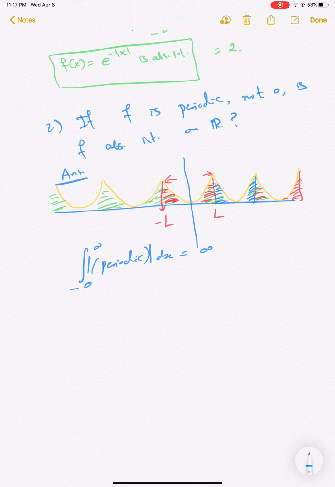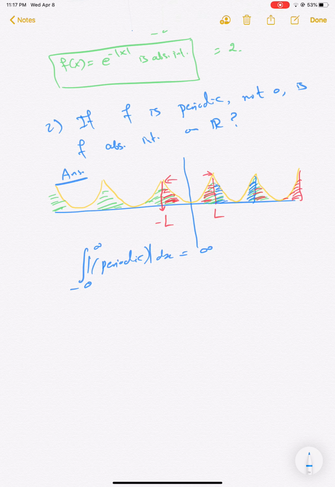If you take any periodic function and you compute the integral from negative infinity to infinity of the absolute value, you're talking about the area with the x-axis, and this area is composed of infinitely many parts when you look at the repetition of the periodic function.